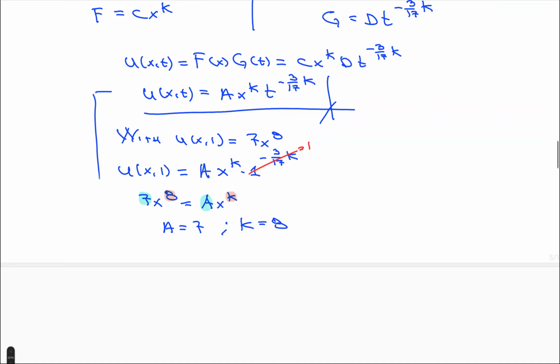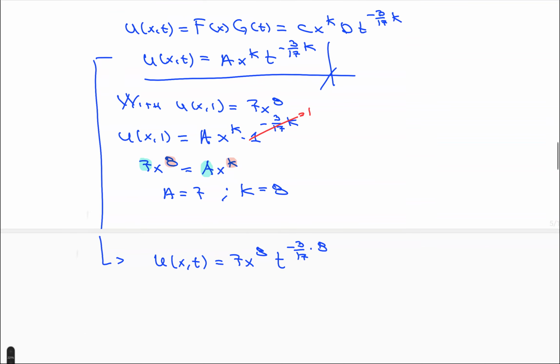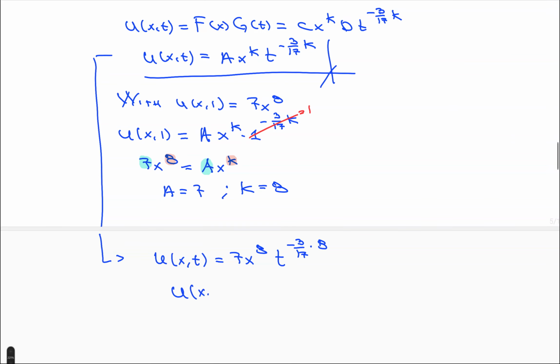And we may go ahead and write the particular solution to the PDE. That is, go back over here, and u of x, t equals a, which is 7, x to the k, which is 8, times t to the negative 3 over 17 times k, which is 8. And in this case, just multiplying the numbers, 3 times 8, that's going to leave us with u of x, t equals 7x to the 8 times t to the negative 24 over 17. Final answer.